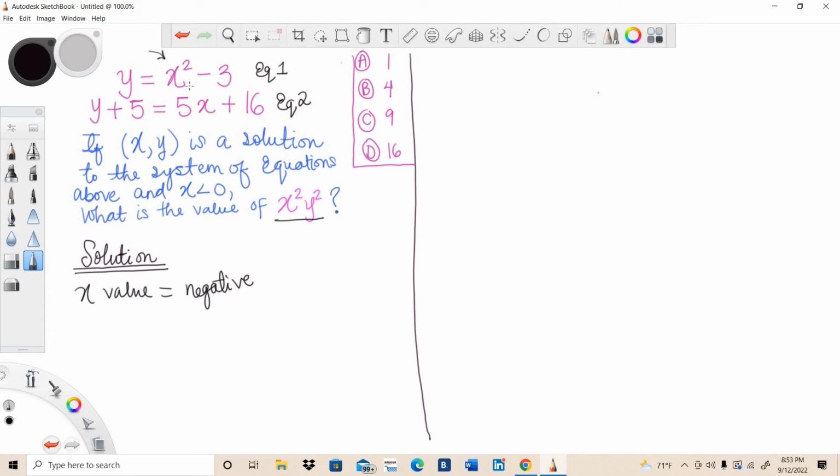So we're given the system of equations y equals x squared minus 3 and then y plus 5 equals 5x plus 16. And we're supposed to find the value of (x, y) in order for us to go through any of the process going forward, right? So the first equation has the value of y in terms of x. But this is not like a regular linear equation, right? The first equation is quadratic. So since we already have the value of y in terms of x, we can just simply substitute equation 1 into equation 2. That's what we can do here.